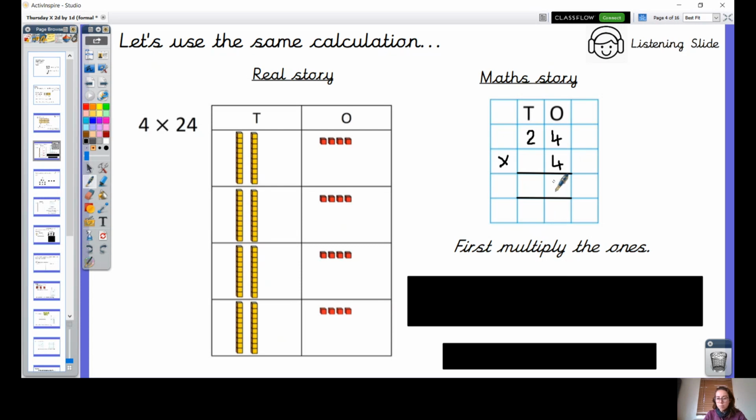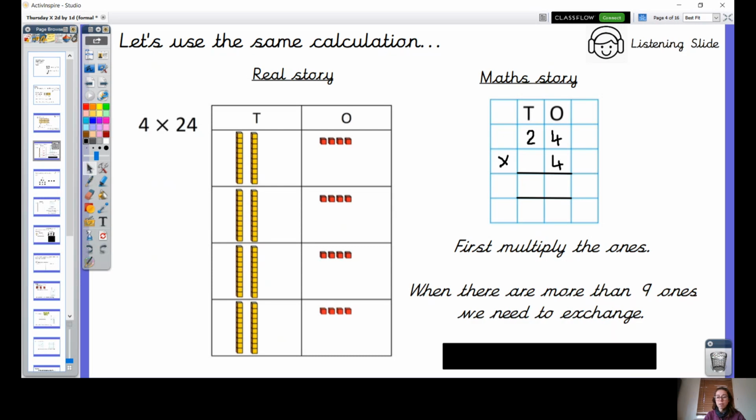Now, this is the problem. We know from our formal written method before that we can't have 16 ones in the ones column. There can only be 9 or less, can't there? So what are we going to have to do? Let's rub that out. That's not going to work.